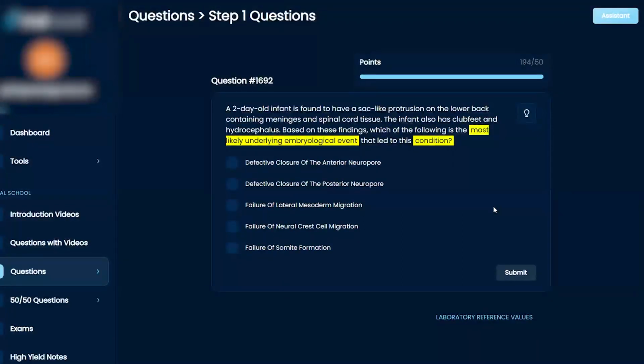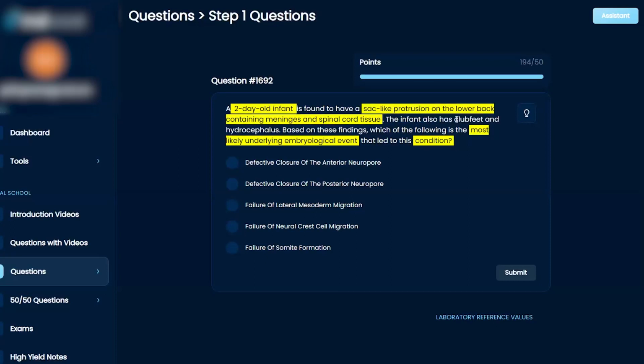A 2-day-old infant is found to have a sac-like protrusion on the lower back containing meninges and spinal cord tissue. The infant also has club feet and hydrocephalus. Based on these findings, which of the following is the most likely underlying embryological event that led to this condition?